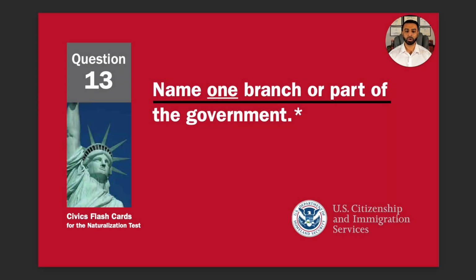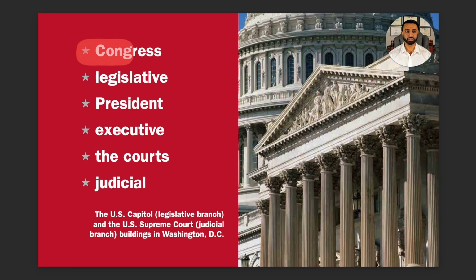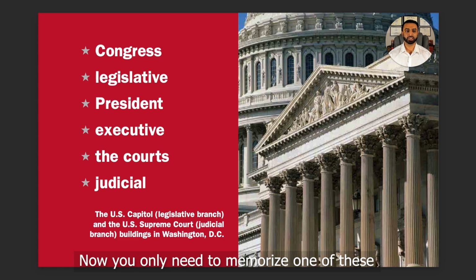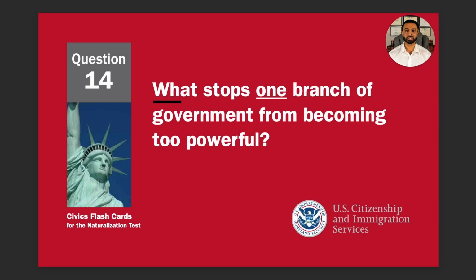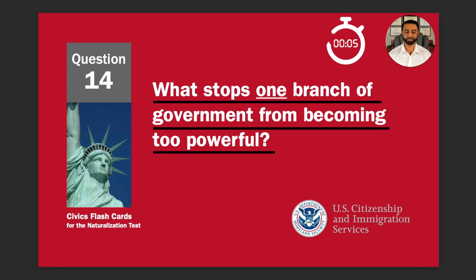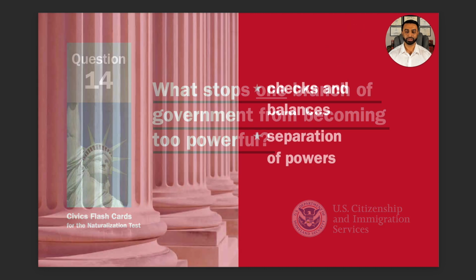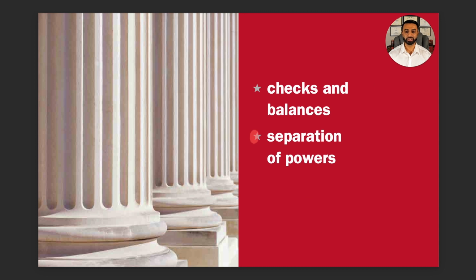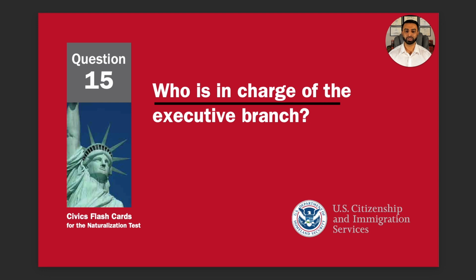Name one branch or part of the government. Congress, legislative, president, executive, the courts, and judicial. Now you only need to memorize one of these. What stops one branch of government from becoming too powerful? Checks and balances, or separation of powers. Either answer would work.